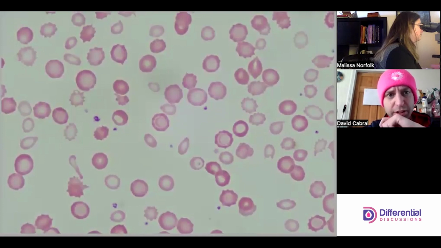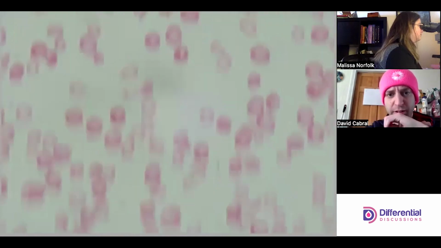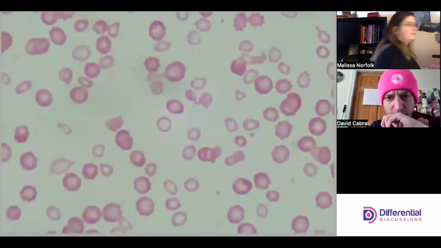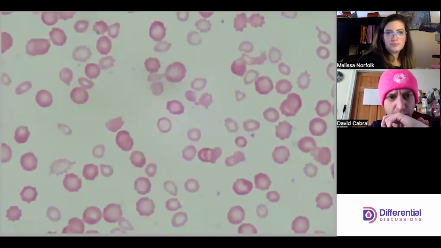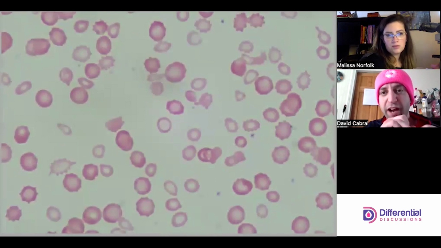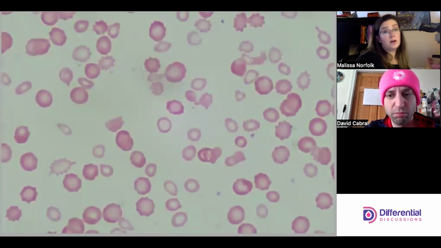I see some teardropping kind of stuff as well. Yeah, there's a fair amount of teardrops. I don't know yet that I'd call it pathology, but there are a number of teardrops throughout all the fields consistently.